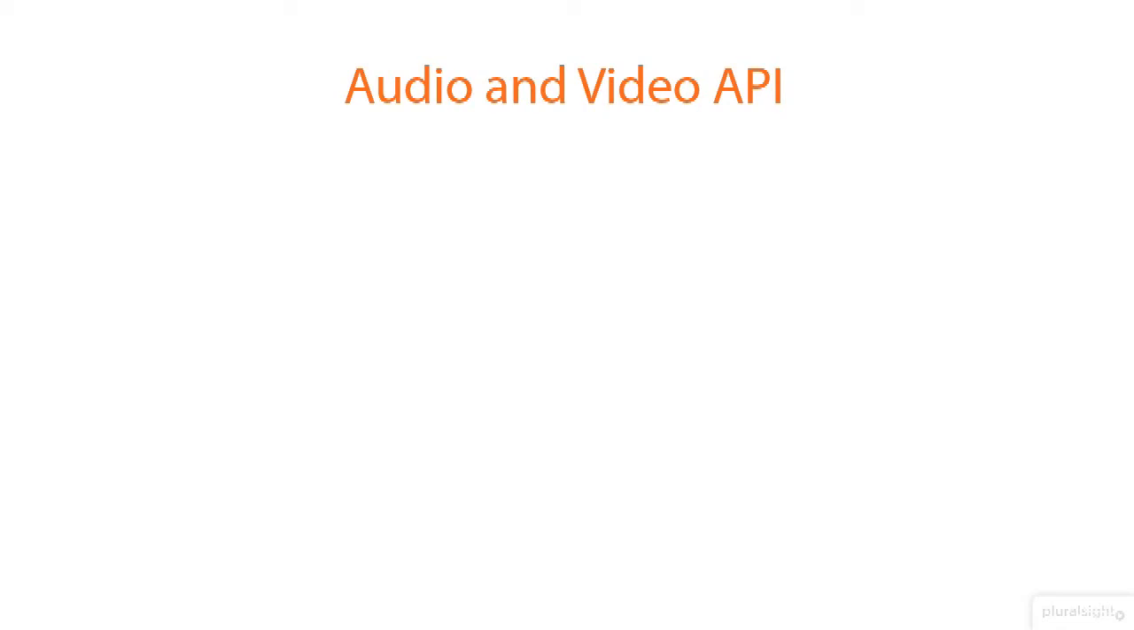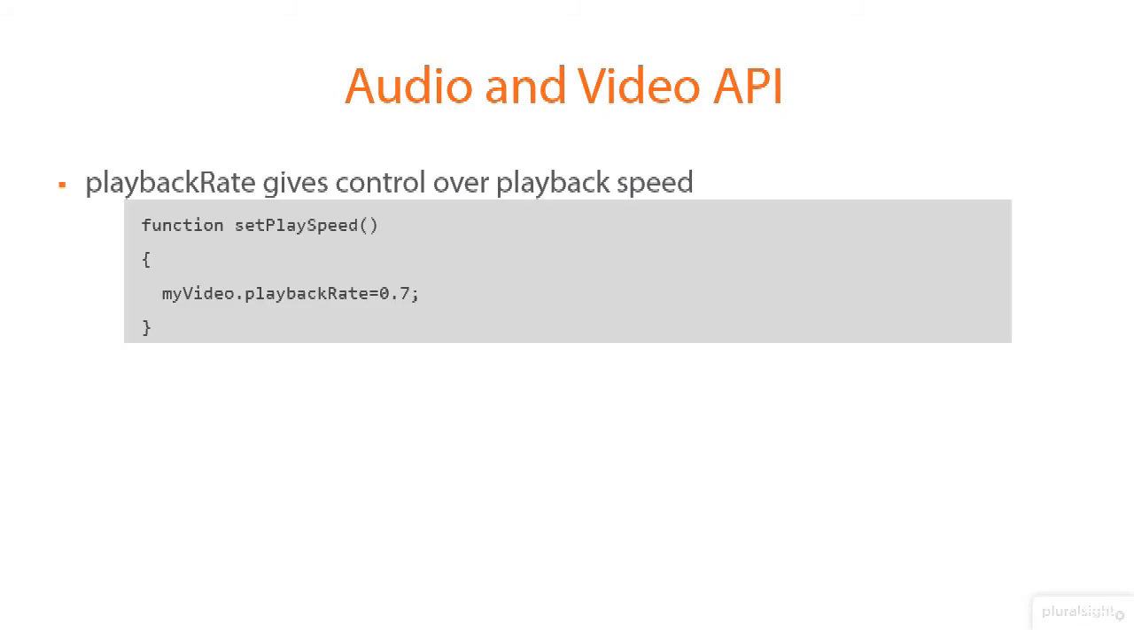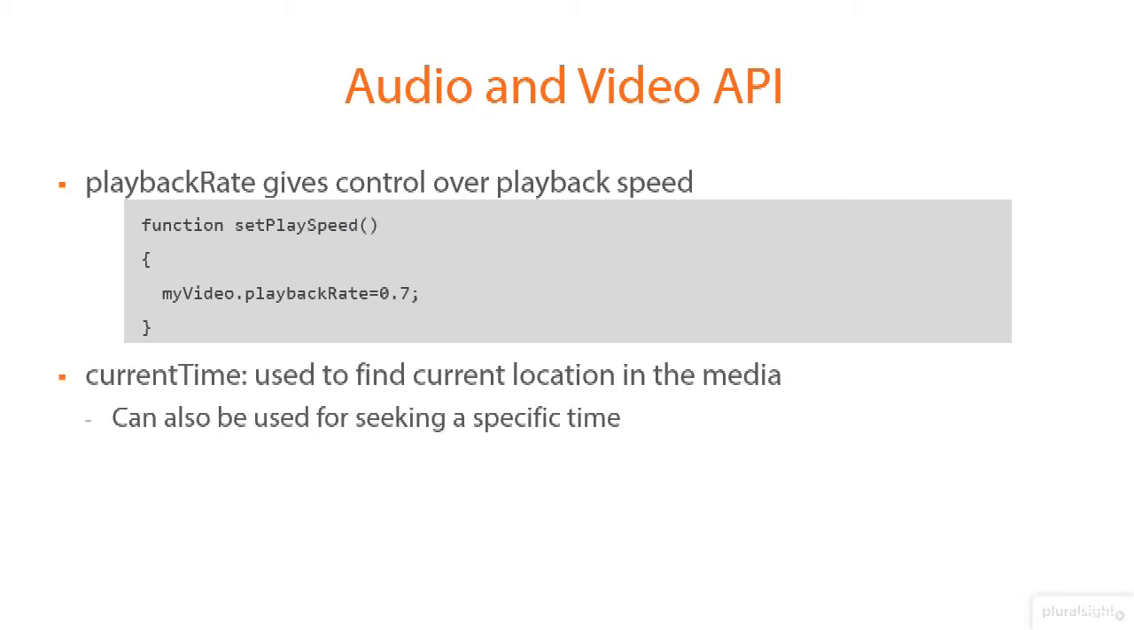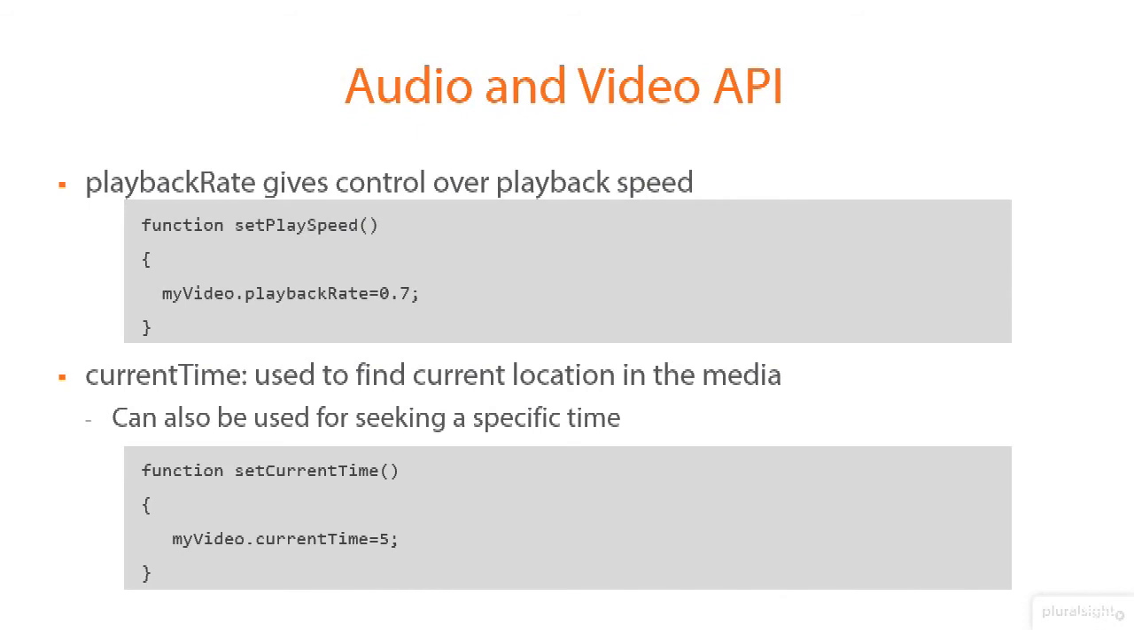From JavaScript, we can also control how fast or slow the content should be playing. And for this, we have the playback rate property. If we set the value smaller than 1, it will play slower. If we set it higher than 1, it'll play faster. Another property we sometimes need is the current time property. And it can be used to either check where we currently are in the content, to update a text showing the current playtime. Or it can be used to set the content to a specific point in time, so seeking.